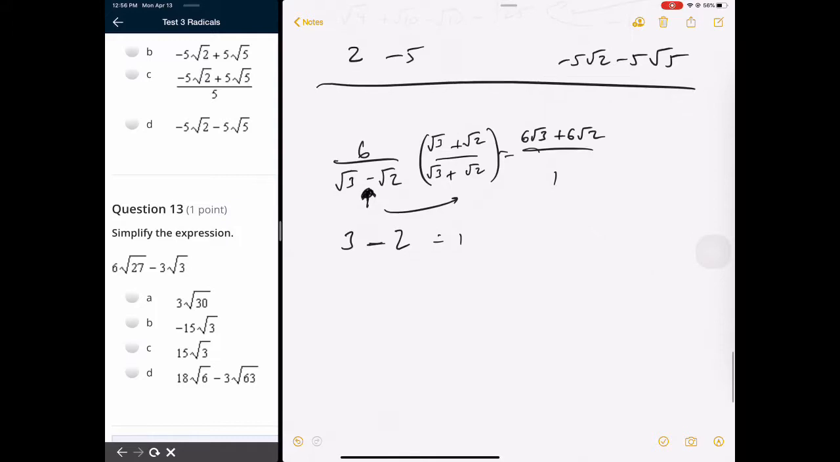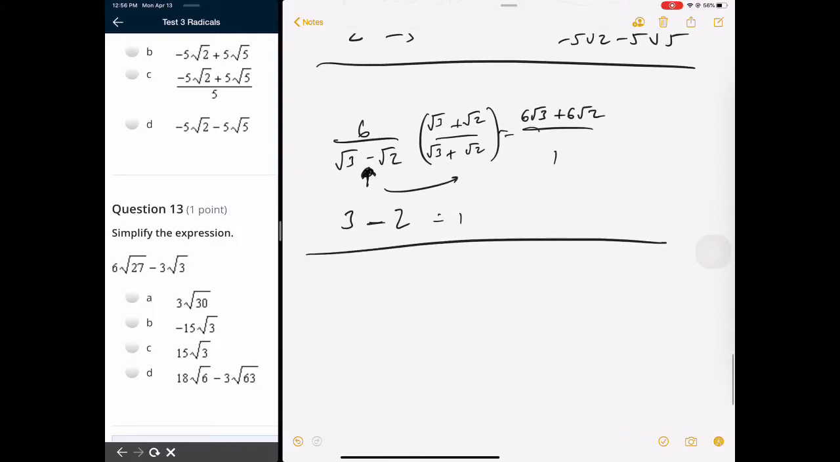The last question here, which we've worked on in IXL, number 13, is 6 square root of 27 minus 3 square root of 3. Now, can I combine them, since one is the square root of 27 and one is square root of 3? Since they're not like terms, we can't. So we're going to see, can I simplify square root of 27? Let's draw them in a box.